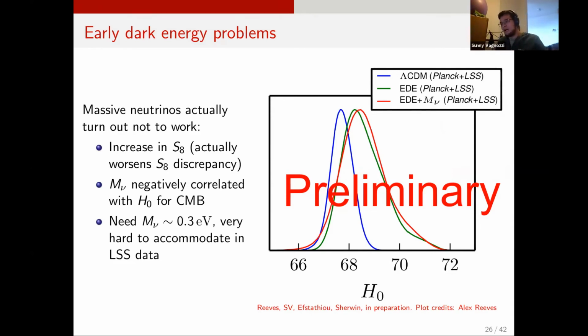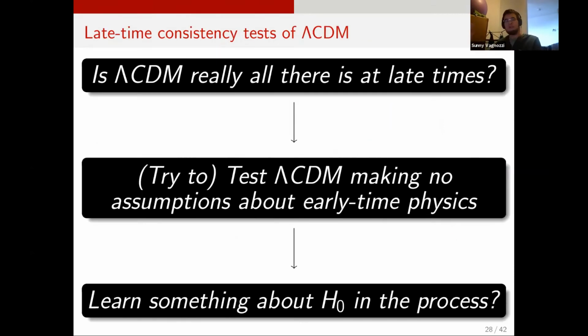Okay, so far in the second part of my talk, I've looked at early time consistency tests of lambda CDM. Now let me, in the final part, look at late time tests of lambda CDM and what we can learn about dark energy. So the goal here is to answer the following question. Is lambda CDM really the end of the story at late times? And how can we test lambda CDM in a way which is as model agnostic as possible, and importantly, making the least amount of assumptions about early time physics? And can we learn something about dark energy or the Hubble constant when we do this?